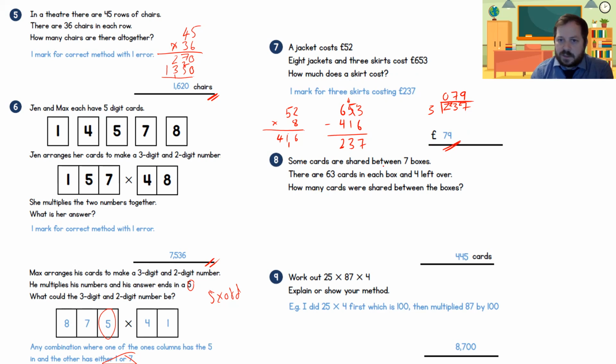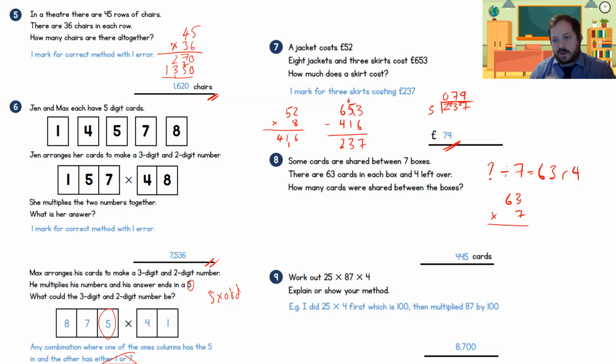Some cards are shared between 7 boxes. There are 63 cards in each box with 4 left over. How many cards are shared between all of them? So what they've done is a division. They've done something divided by 7 equals 63, remainder 4. So what we have to do is the opposite, and the opposite of division is multiplication. So we times 63 by 7.